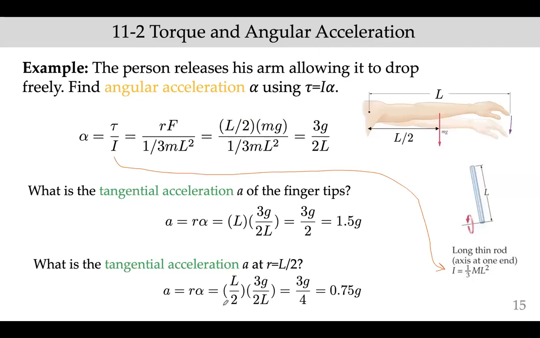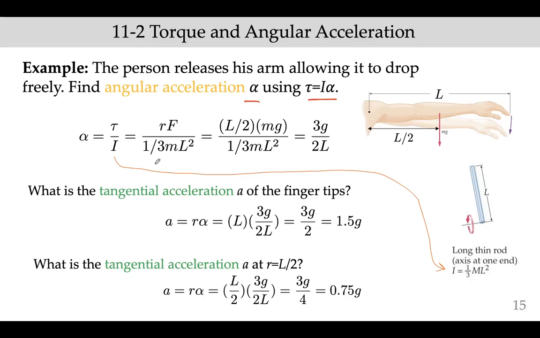Okay, so in this example, we have the arm. The person releases his arm, allowing it to drop freely. That means the person was holding his arm, and suddenly he lets it go down. So finding angular acceleration alpha using torque equals moment of inertia times angular acceleration, here we will do torque divided by I.